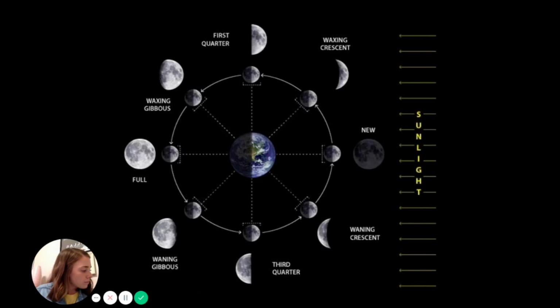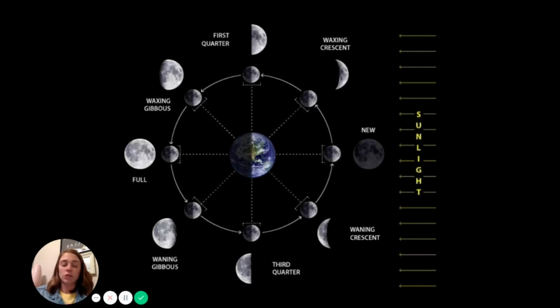And like I said, moon phases describe what we can see from Earth. So if you look, for example, at waxing crescent, we only see a little sliver of the moon being lit, but if you look on the diagram, half of that moon is being lit.